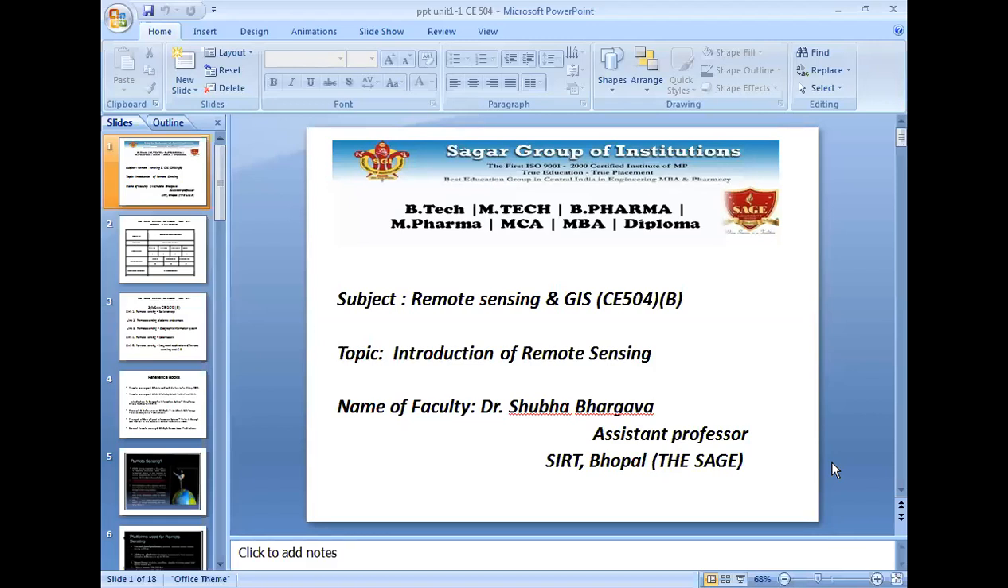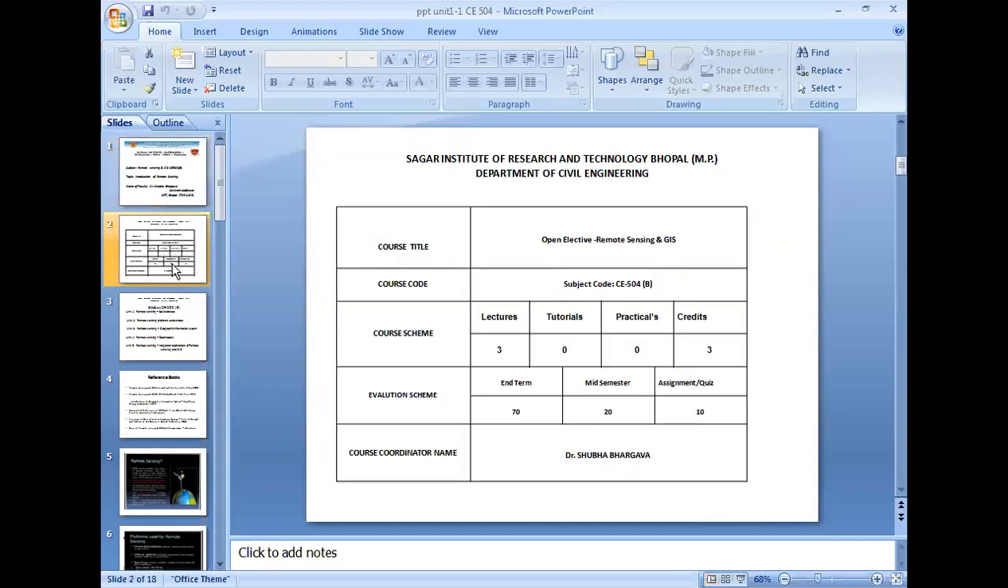Today we are going to study remote sensing in GIS. This is your first semester open elective subject, and I am Dr. Shubha Bhargav, assistant professor, SIRD Bhopal. We are going to discuss this subject.